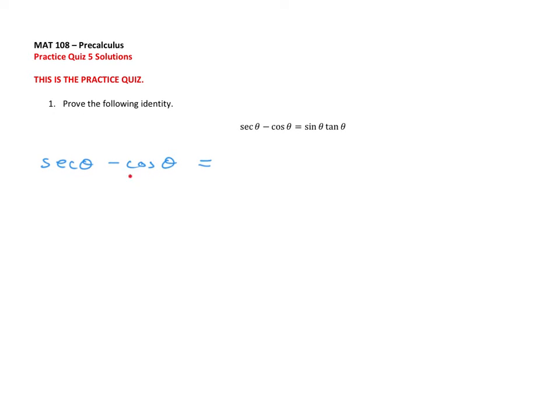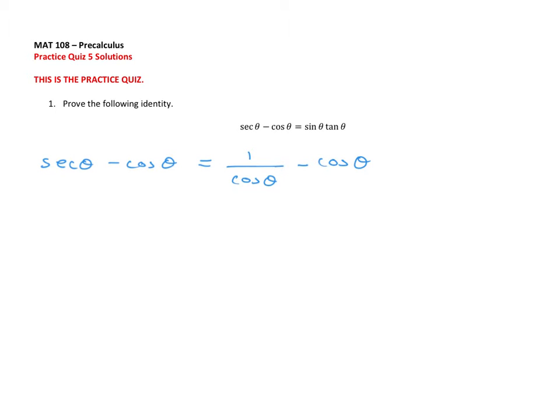I can't do much with cosine, but secant by definition is 1 over cosine, so let's replace it with that. So secant of theta is 1 over cosine of theta, and we're subtracting cosine of theta. So again, still just working with the left side, making it look like the right side.